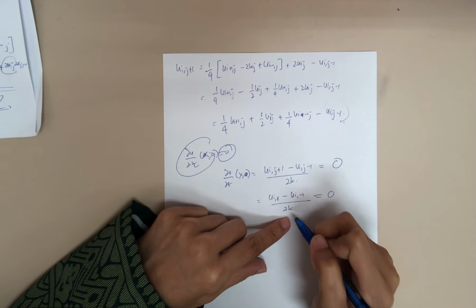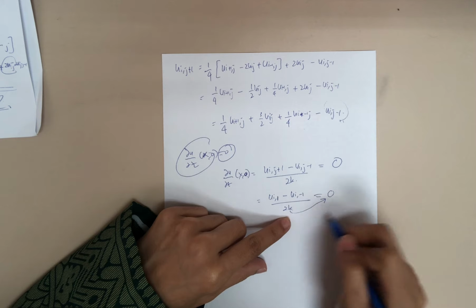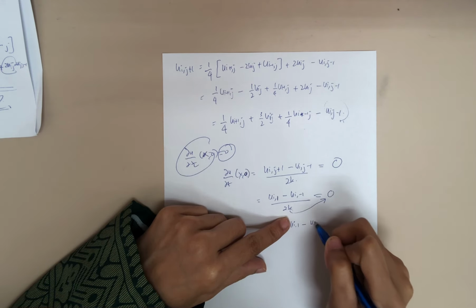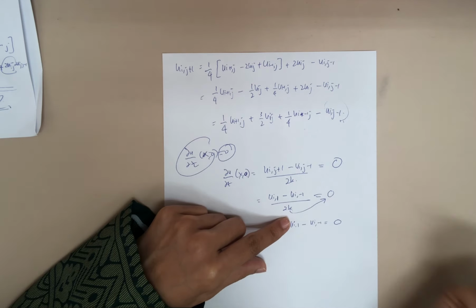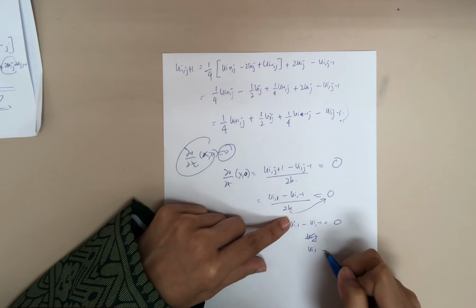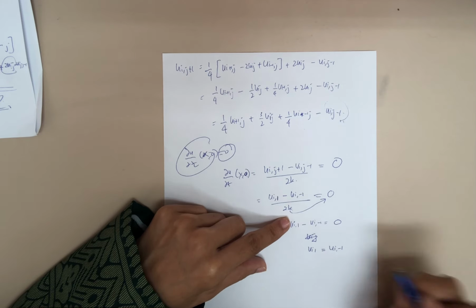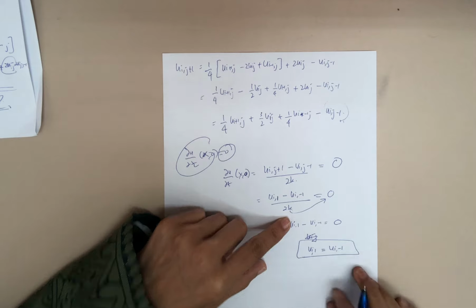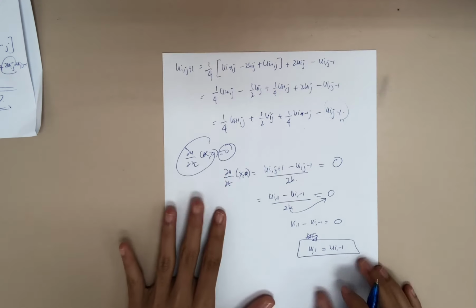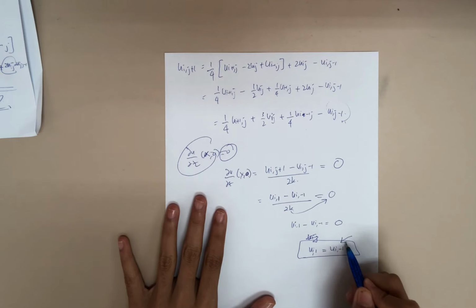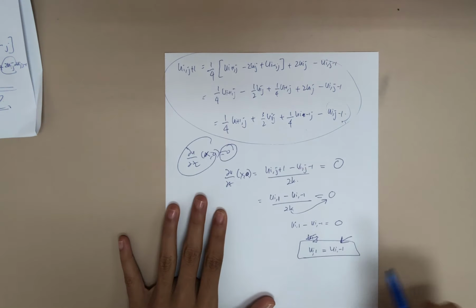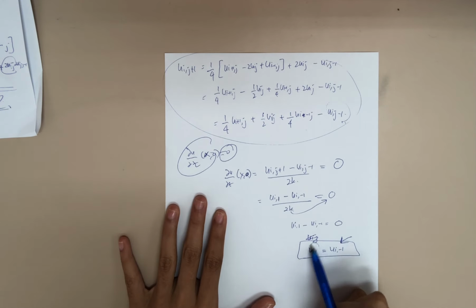So you bring this 2k to this side, is it? So when you bring it up, you will get zero. Okay, u_i1 minus u_i negative 1 equals 0. And therefore, u_i1 equals u_i negative 1. So, class, u_i1 is equal to u_i negative 1. So every time you get this term in your equation later on, when you substitute the values, always replace it with u_i1.